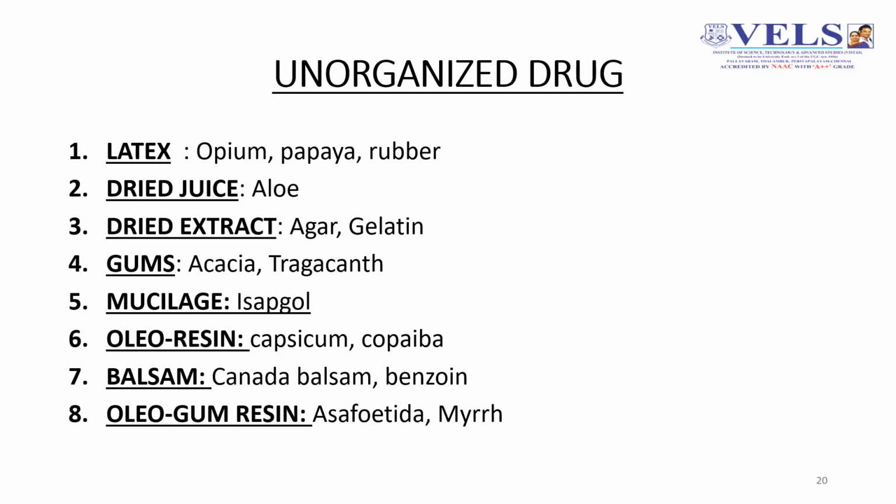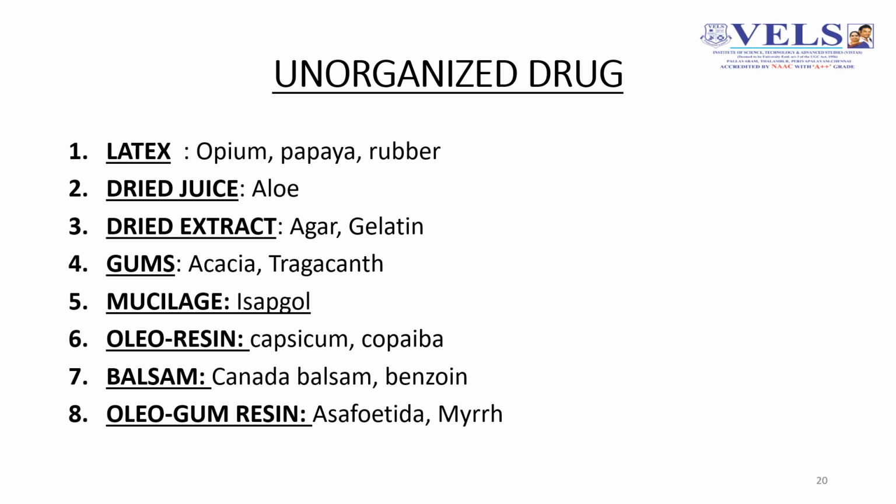So coming to the unorganized drug, it is divided into latex, dried juice, dried extract, gums, mucilage, oleoresins, balsams, oleogum resins, etc. So in case of latex, examples are opium, papaya, rubber, that is white milky exudation. The dried juice example is aloe. Then dried extract examples are agar, gelatin, etc. Then gums, examples are acacia gum, tragacanth gum, etc.